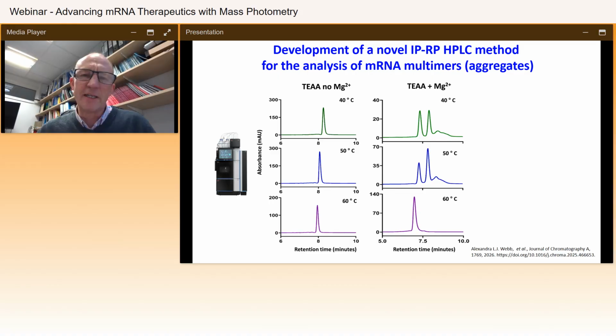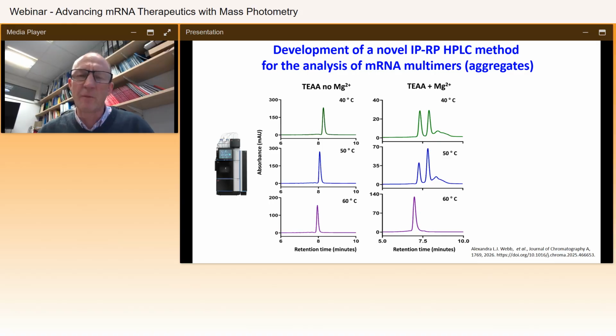So essentially what we did in this piece of work was look at altering or stabilizing the RNA-RNA interactions in the chromatography. So ion pair reverse phase chromatography, typically done using the ion pair reagent TEAA. And you can see in the absence of magnesium, when we analyze EGFP mRNA across a wide variety of different temperatures from 40 to 60 degrees C, we see just a single peak. We don't see any higher order structures.